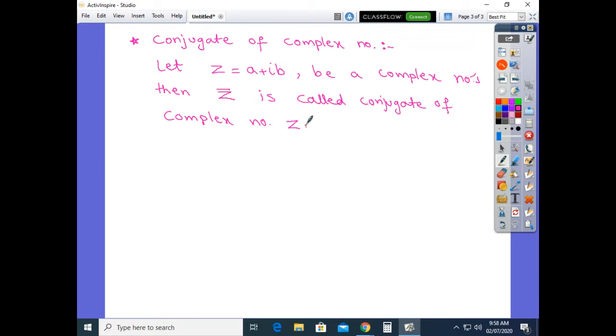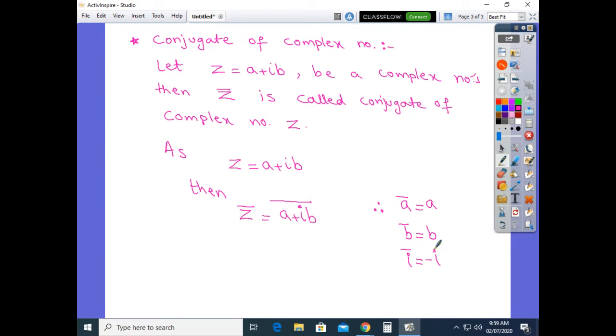How do we calculate the conjugate of a complex number? As z is equal to a plus iota b, if we take the conjugate on both sides, that is, the conjugate of z is equal to the conjugate of a plus iota b. Here remember that the conjugate of a real number is itself. That is, the conjugate of a number a is equal to a. Similarly, the conjugate of a number b is equal to b. But the conjugate of an imaginary number changes the sign of the number.